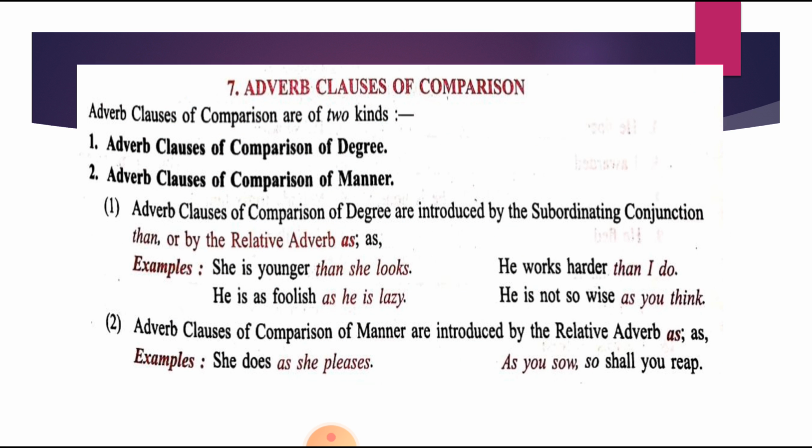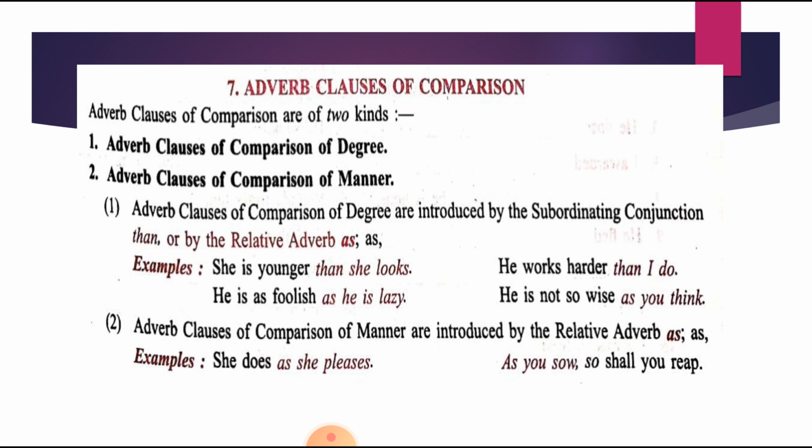Now, adverb clause of comparison, when there is a comparison. There are adverb clause of comparison of degree and adverb clause of comparison of manner. First, we'll see degree. Adverb clauses of comparison of degree are introduced by the subordinating conjunction than or by the relative adverb as. For example, she is younger than she looks. He is as foolish as he is lazy. He works harder than I do.